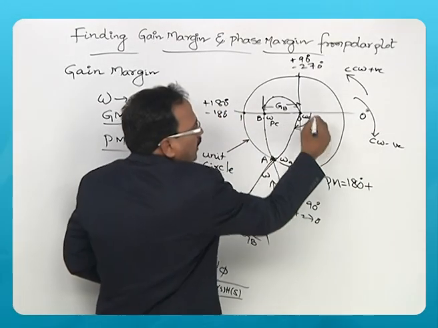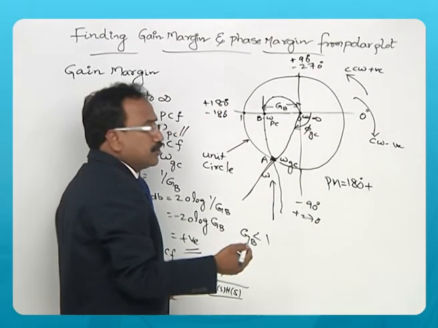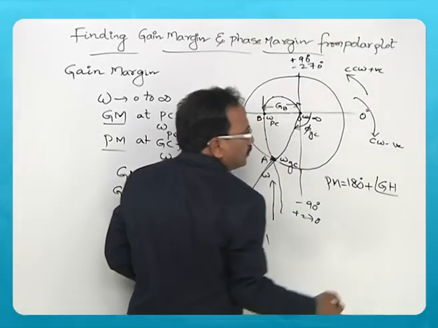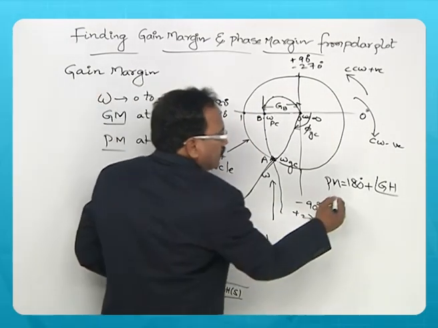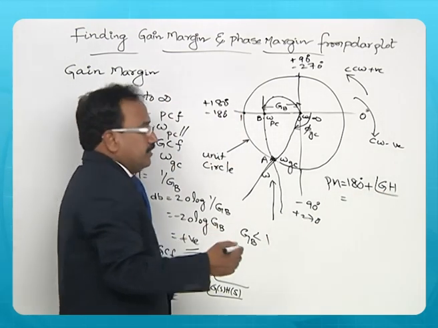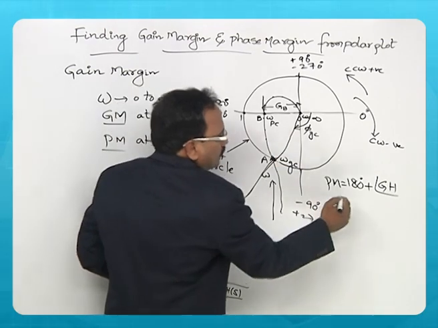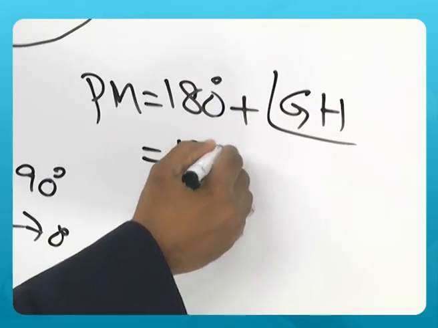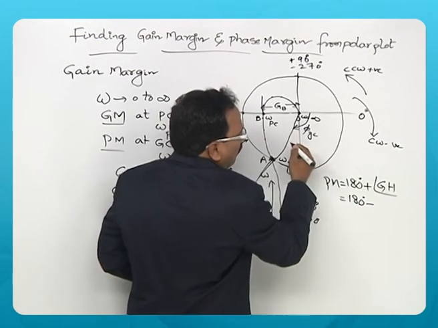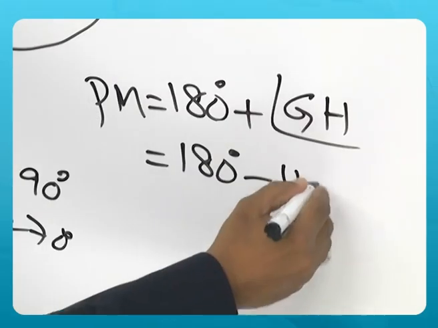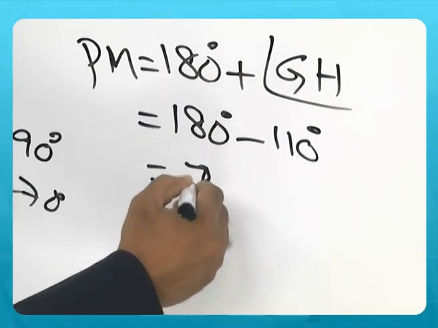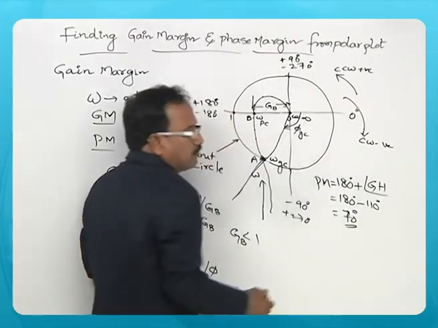plus the angle that is measured in the clockwise direction. So, that angle I am representing as GH of j omega. As long as this angle is less than 180 in clockwise direction, say for example this angle is 110 in clockwise direction, so minus 110, then you will get 70 degrees as the phase margin.